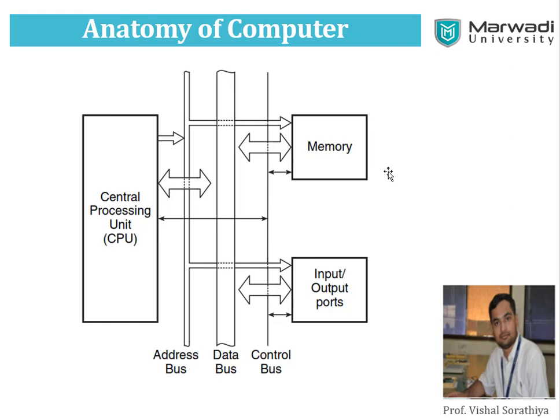The address bus identifies the addresses which are available for your CPU to access. Generally you hear about a 32-bit processor or a 64-bit processor. That 32 or 64 bits is nothing but the address capacity of the bus. The data bus contains the data which is sent from the memory and the input output port, and the control bus carries the control signals from the input port or from the memory, and the CPU takes decisions accordingly.